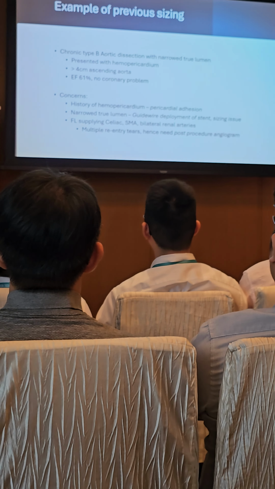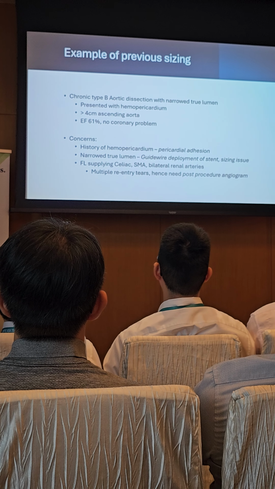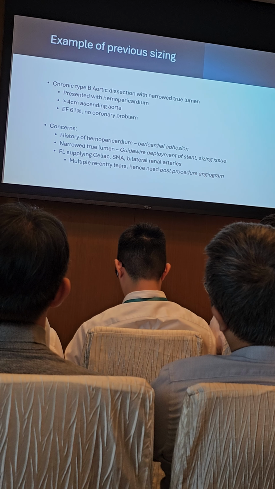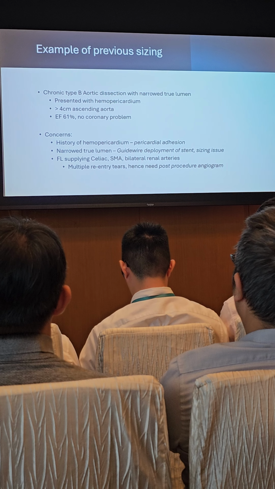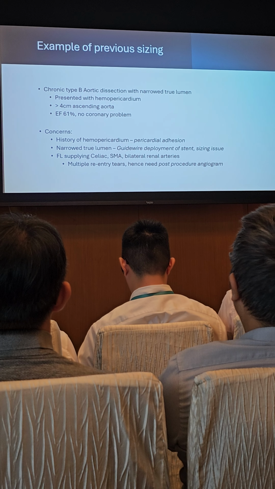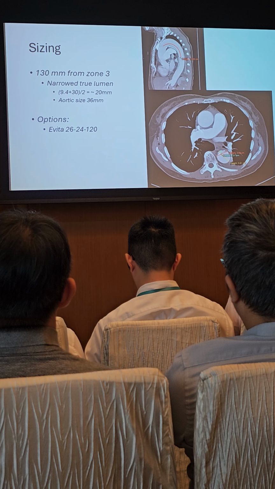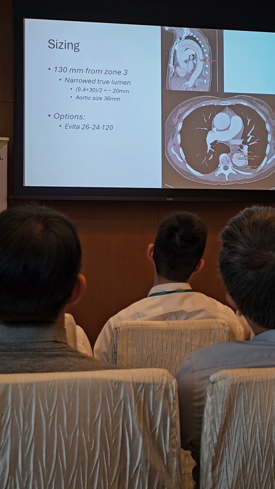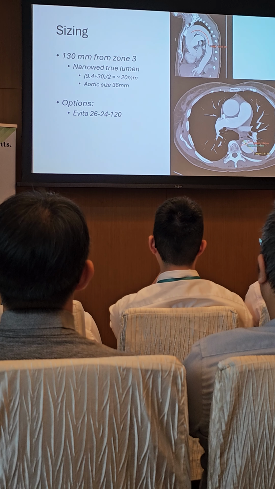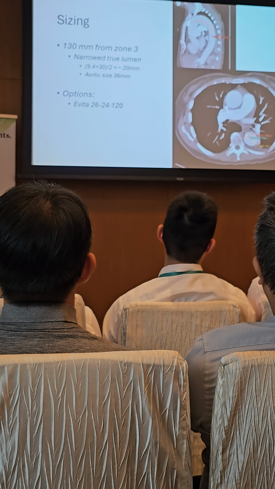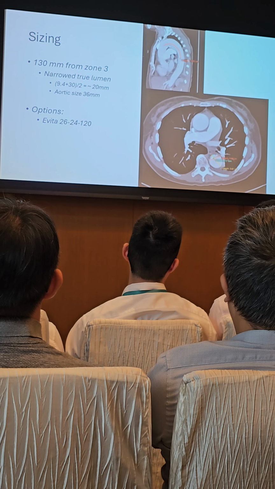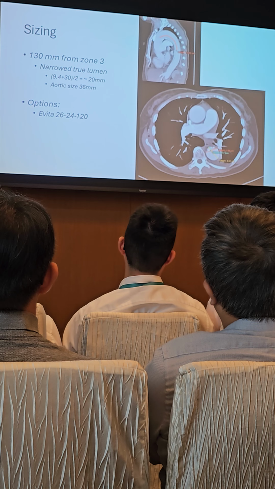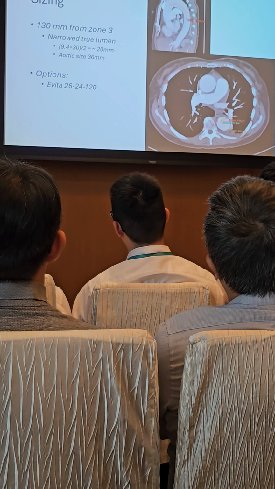cases. So some example snapshots of previous sizing. A chronic type B dissection with narrow true lumen, with a history of previous pericardial adhesion, and a narrow true lumen. Therefore, we decided on guide wire deployment. So the center line has been plotted with Osiris in this example here, 130 millimeters, zone 3. We go for the true lumen. You can see that it's a very, very small true lumen, but the average size is 20 millimeters, and we went for the smallest size available, a 24 stent graft.